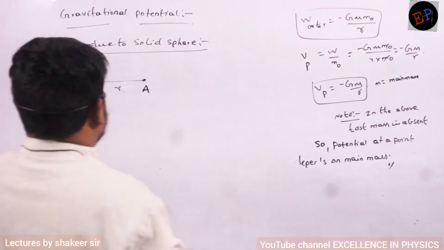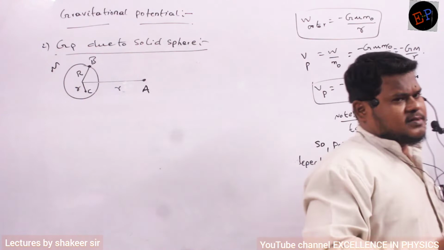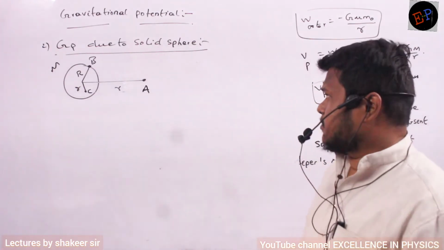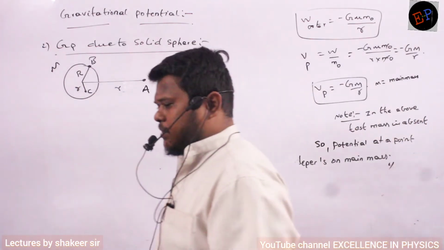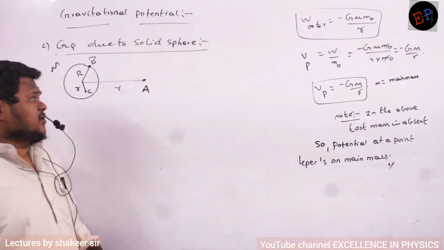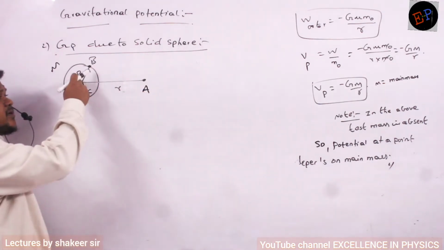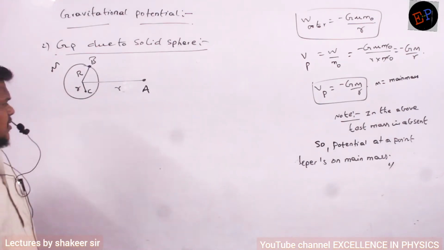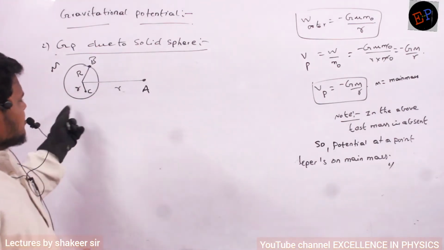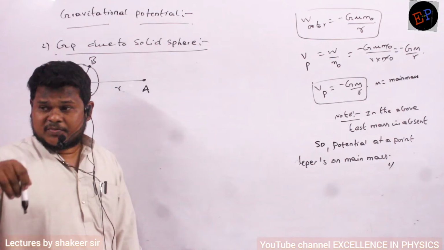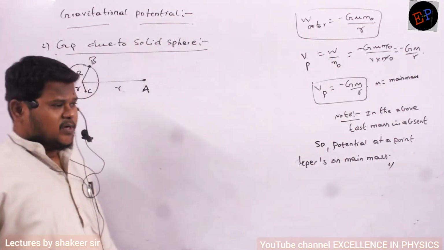Now see. The next topic we are studying is gravitational potential because of a solid sphere. When we take a solid sphere, we have to study three points: one point outside the sphere, one point on the sphere, and one point inside the sphere. We already studied that for external points and for points on the sphere, the sphere behaves like a point mass. So write down.